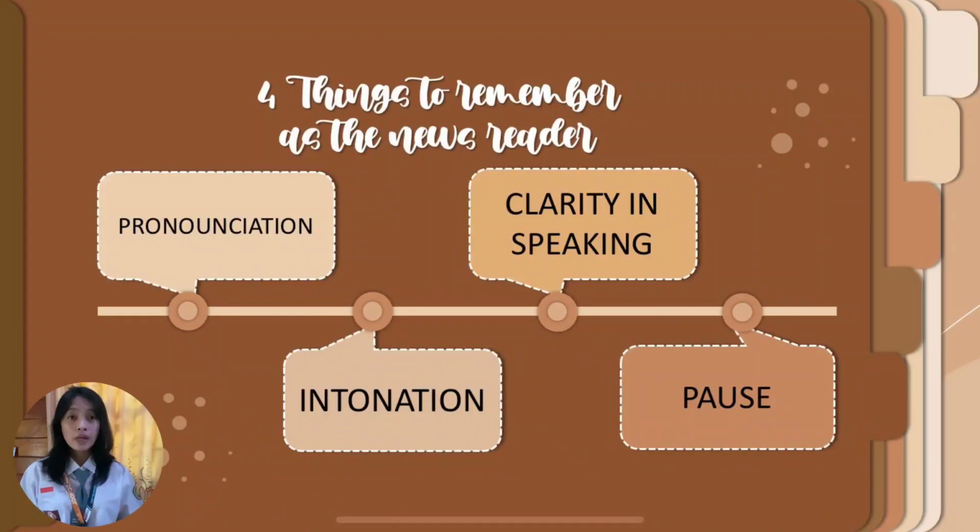Number 3, clarity in speaking. Always speak clearly or everyone won't understand the news. And the last, number 4, pause: a temporary stop in speech. Use it at the right moment. So, those are 4 things we have to remember as a news reader.